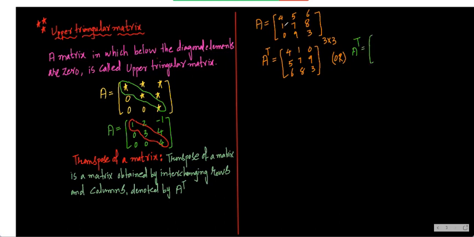Now here you see, this is a column. We have to make it a row: 4, 1, 0; 5, 7, 9; 6, 8, 3. Getting the same answer, you see? Such a matrix is called the transpose of a matrix, which is obtained by interchanging rows and columns.